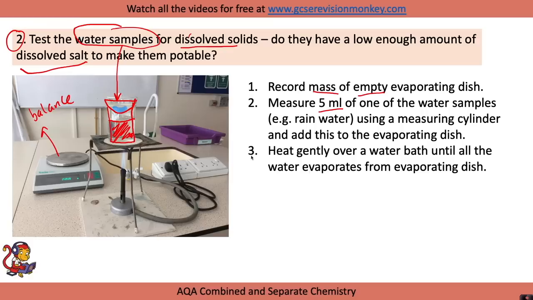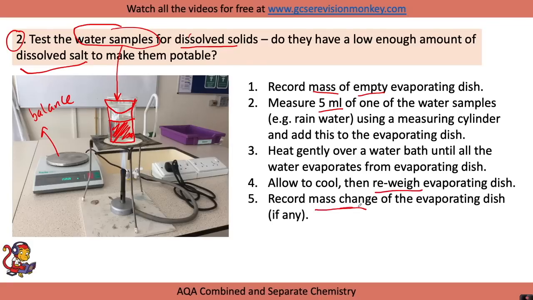We then heat gently over a water bath until all the water evaporates from the evaporating dish. Now, to do it safely in the lab, what you might do is allow most of the water to evaporate and then leave the rest to evaporate slowly. But once the water evaporates, you'll be left with none in your evaporating dish. And you will allow that to cool and then re-weigh the evaporating dish.